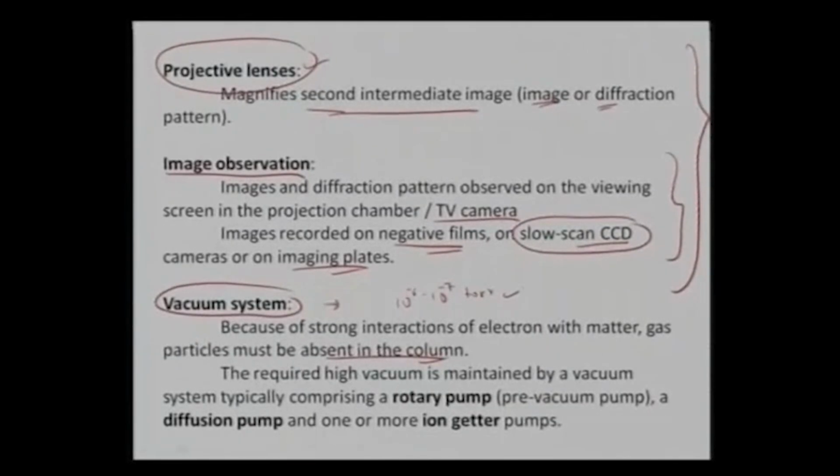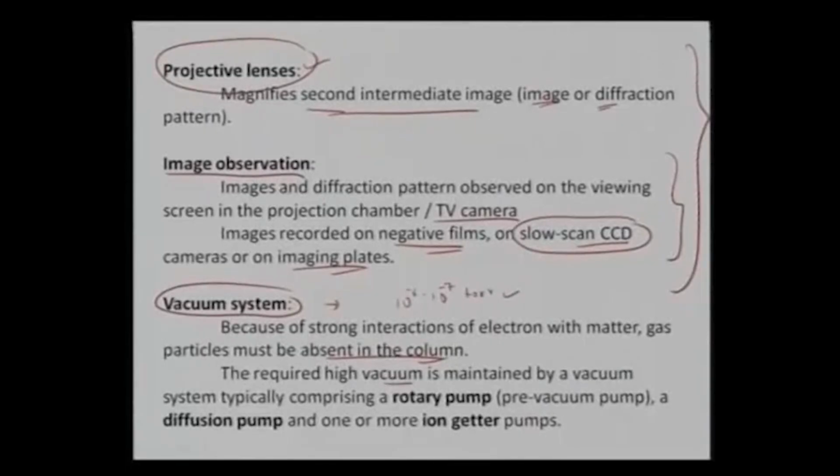So I require a very high vacuum, approximately 10 to the power minus 6 to 10 to the power minus 7 torr, so that electrons can continue without any interaction with the nearby gases. So I can get information which is truly from the interaction with the specimen. I can achieve this vacuum by utilizing a pre-vacuum rotary pump, and later I can go for a diffusion pump or an ion getter pump to create such a high vacuum. So that is what is highly required for TEM imaging.